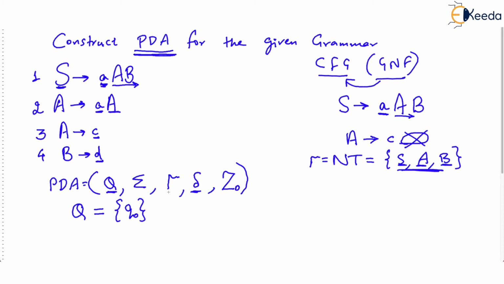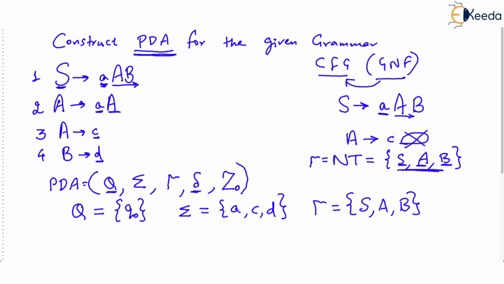I already told that there is no final state in this PDA. I have removed that capital F. Okay, what about sigma? Input symbols. Note, from the given grammar, input symbols are a, c and d. That is terminals. Okay, what about the stack symbols? Stack symbols are the non-terminals in the grammar. That is S, A, B.